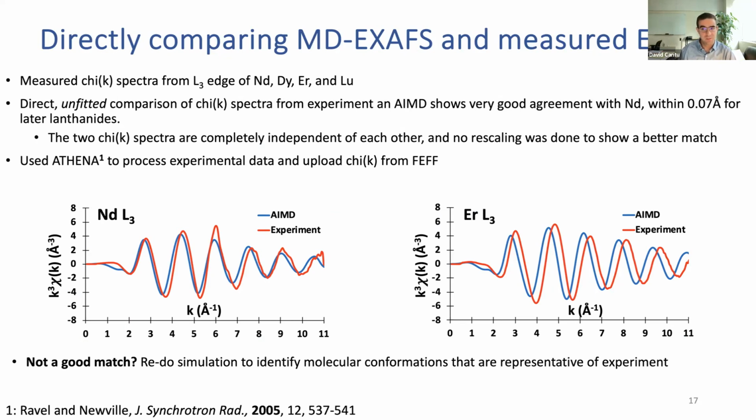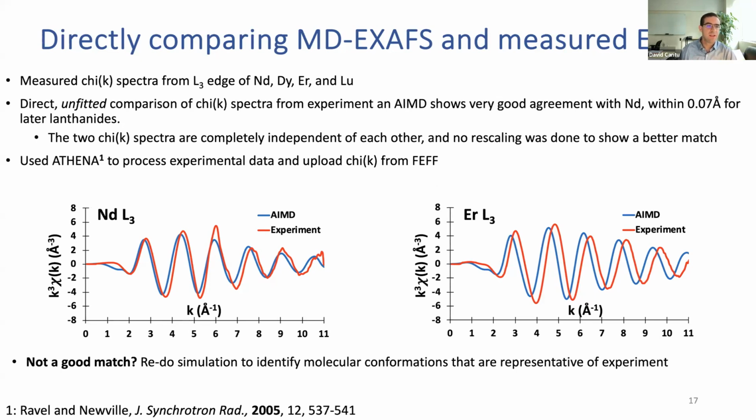was measured by experiment. And in the case of the lanthanide aqua ions, we found a very nice agreement with neodymium, and I think also a very good one with the later lanthanides. And you see the difference here because we're not fitting it, we're just directly overlaying. So this in some ways tells us how far our simulation is from experiment. And our simulation is closer to experiment for the earlier lanthanides than for the later ones.